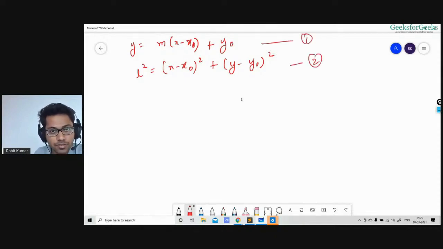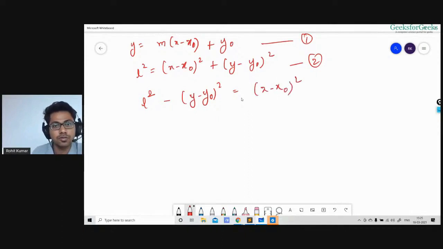Let's take equation 2 first, and let's try to solve them. So if I take equation 2 first, this L square minus y minus y naught whole square equals x minus x naught whole square, right? Or we can do one more thing. We can substitute the value of x minus x naught from 2 to 1 or the other way around. So let's start with the other one.